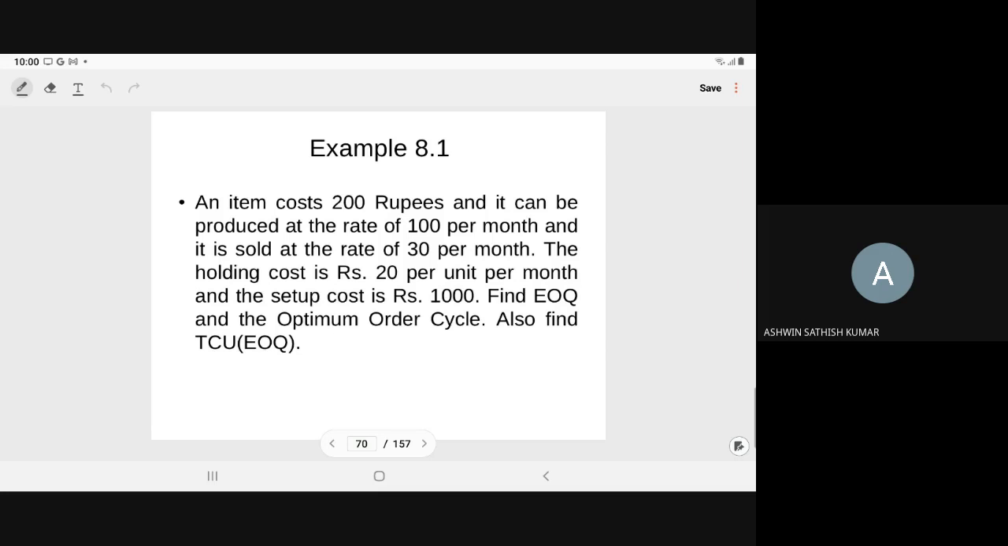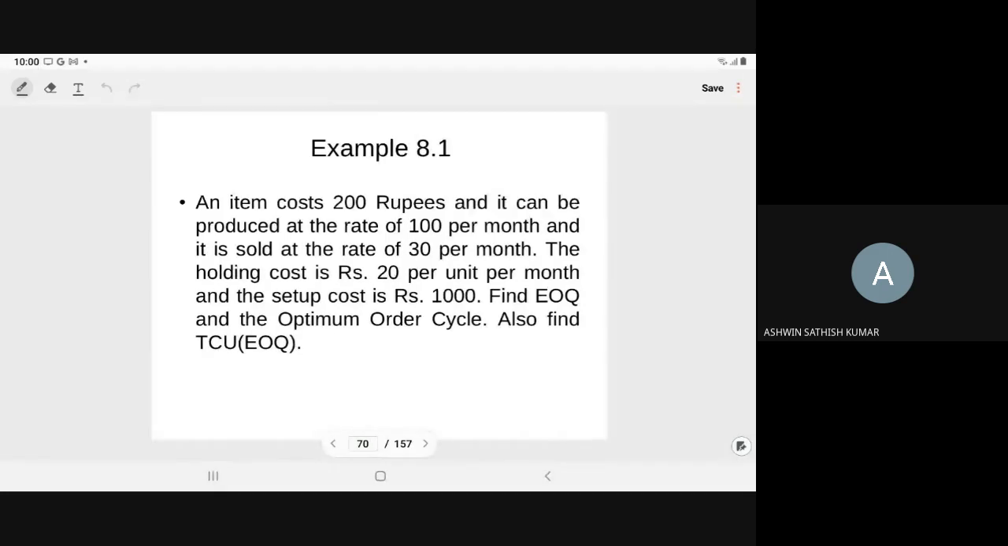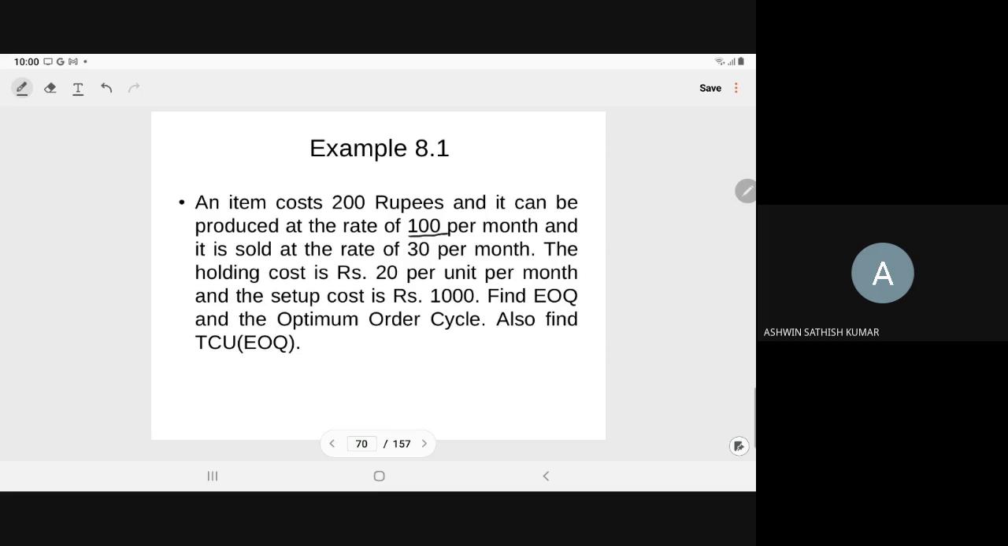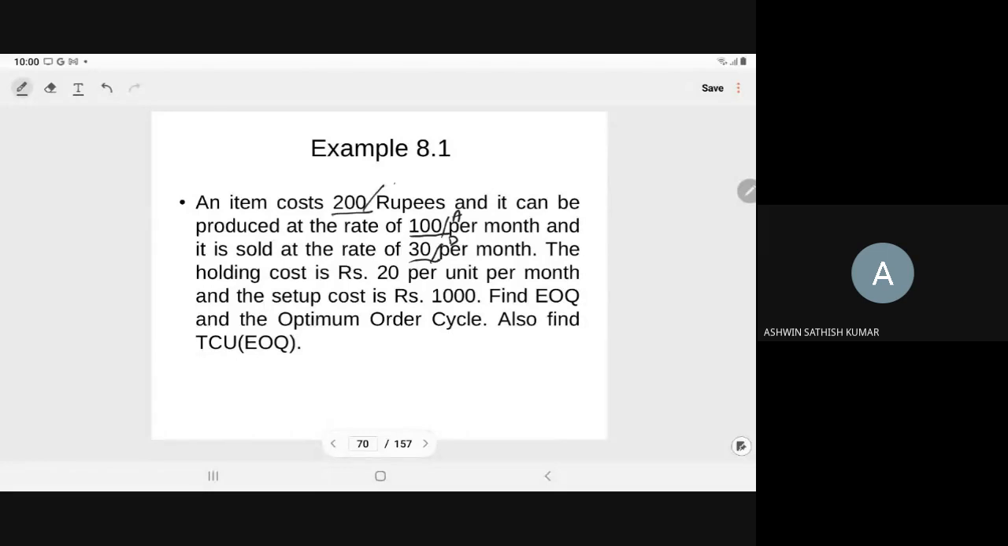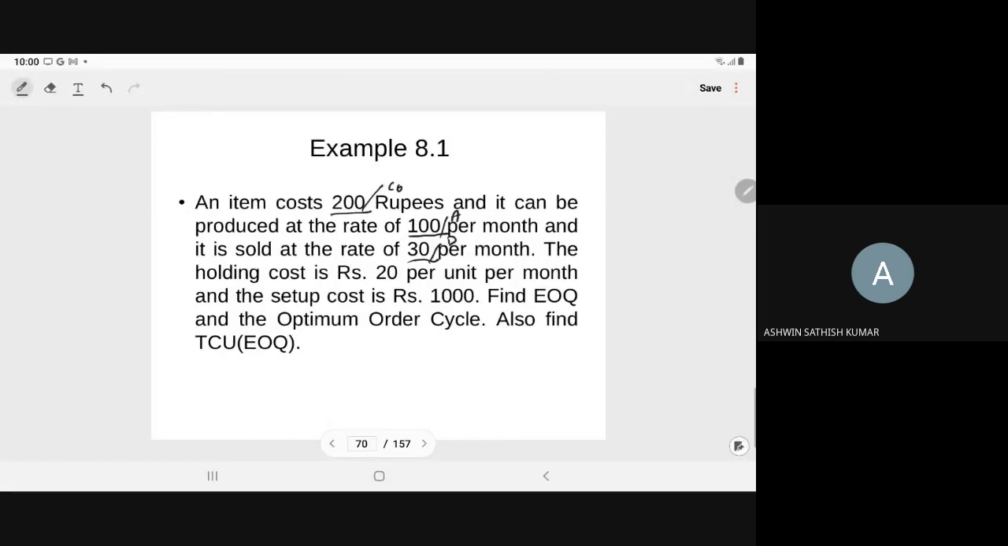An item costs 200 rupees and it can be produced at the rate of 100 per month and it is sold at the rate of 30 per month. What is this? This is the delivery rate. This is the demand, because on the demand only we can sell, and it is the cost price. So it is given to you as C naught.